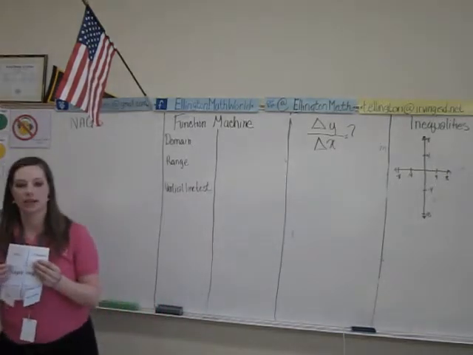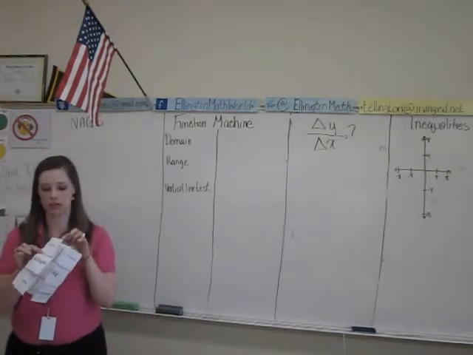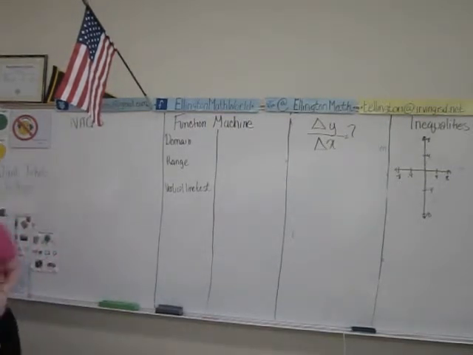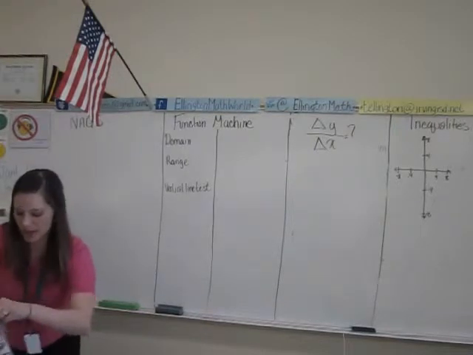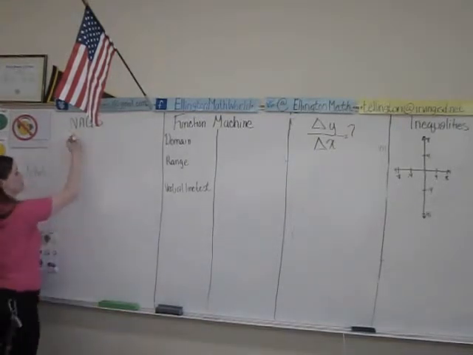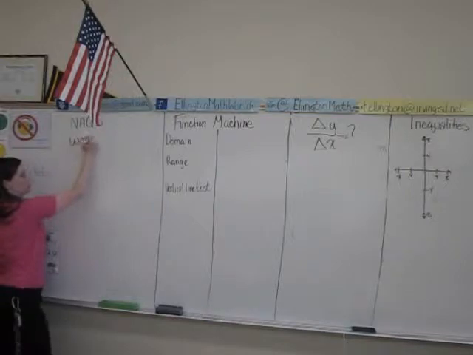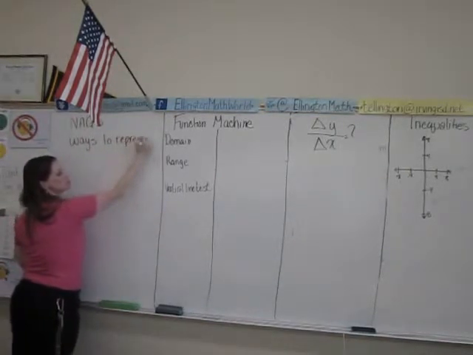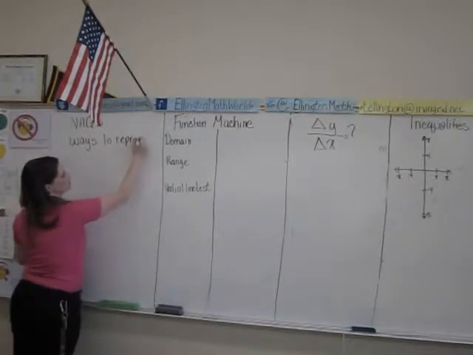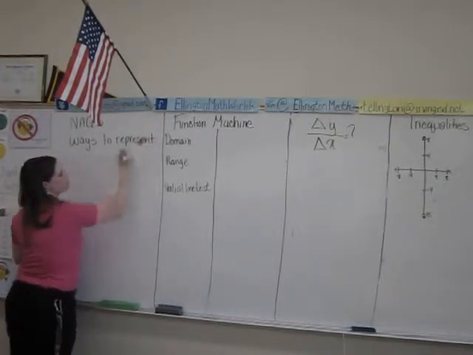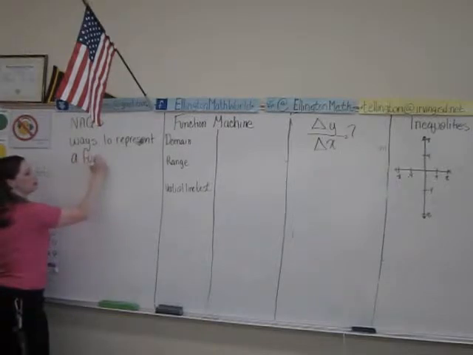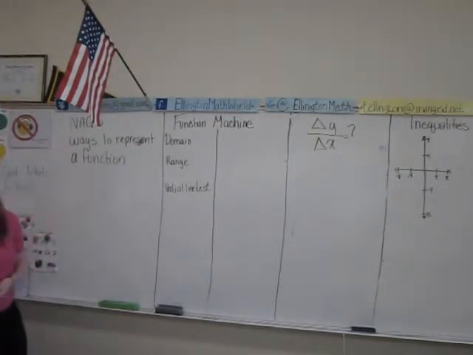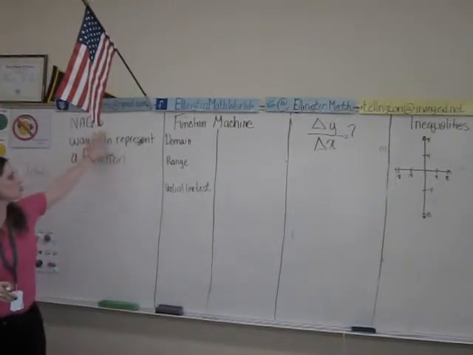NAGS stands for all of the ways that you can see a function. NAGS stands for all the various ways that you can represent a function. So if you're asked to put a function in 3 representations, this is what you're looking for. These are the different ways to represent a function.